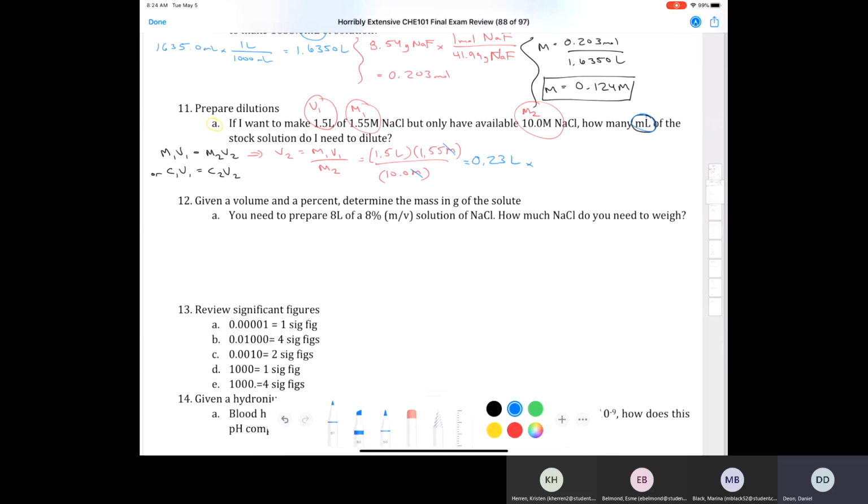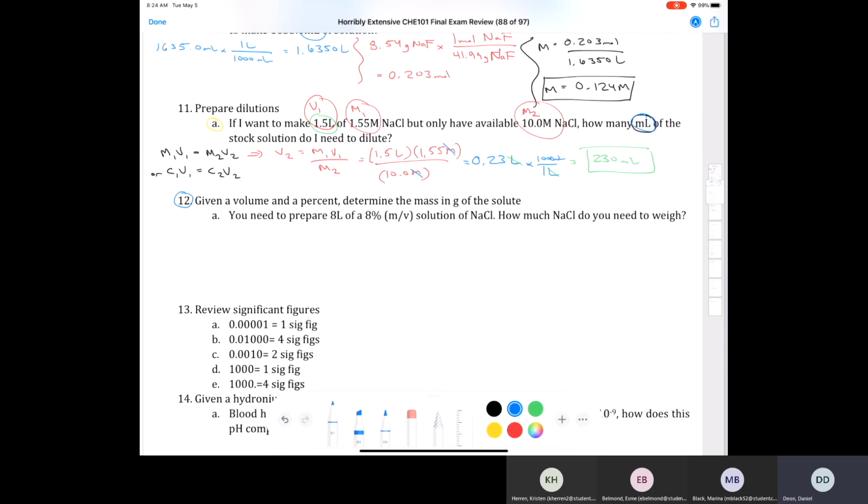So I'm going to kind of do it in two steps with my equals, with my answer here. So we know that in 1 liter we have 1,000 milliliters. So liters cancel out, and I end up with 230 milliliters. And there should only be 2 sig figs in that final answer, because I only have 2 sig figs for this volume. Question number 12, moving right along.